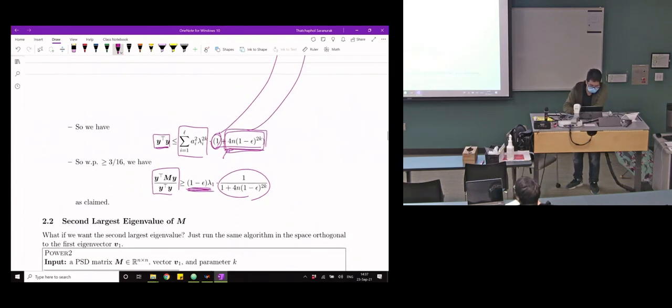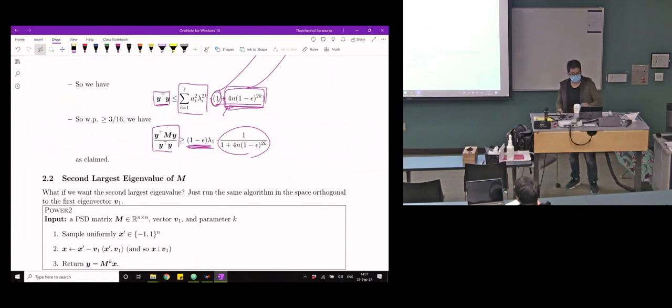All right. At least, does it make sense? The small directions shrink quickly, the big direction remains there, and that's why you're going to converge to the big direction. That's the idea.